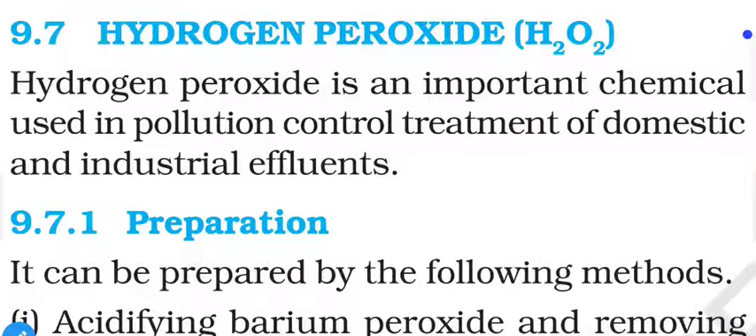Hello students, so today we are going to discuss hydrogen peroxide. A known use of hydrogen peroxide is to make wounds free from germs. First, we need to clean the wounds with hydrogen peroxide to make them free from germs, and then we can apply medicines. Other than that, it is an important chemical used in pollution control treatment in domestic and industrial influence. So it gives the same type of effect.